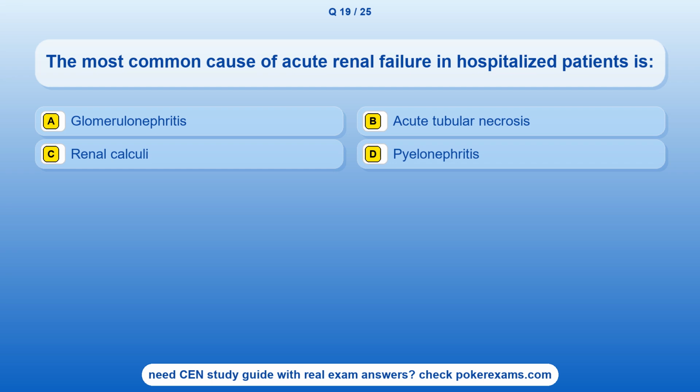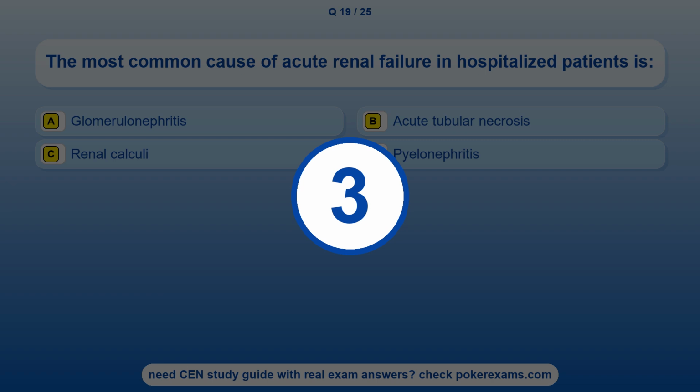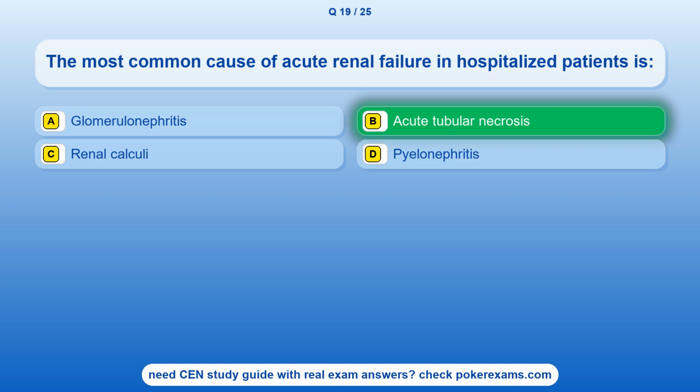Question 19. The most common cause of acute renal failure in hospitalized patients is: Option A. Glomerulonephritis. Option B. Acute tubular necrosis. Option C. Renal calculi. Option D. Pyelonephritis. The correct answer is option B. Acute tubular necrosis. Question 20.